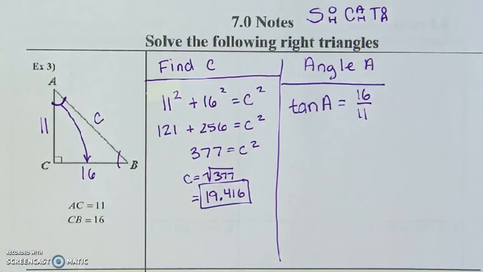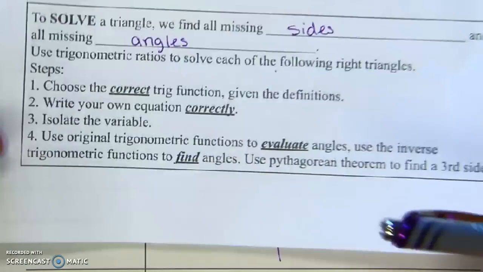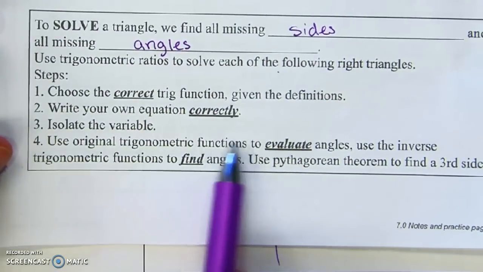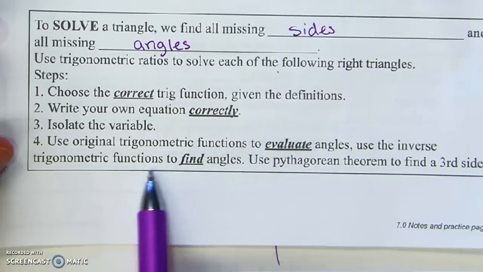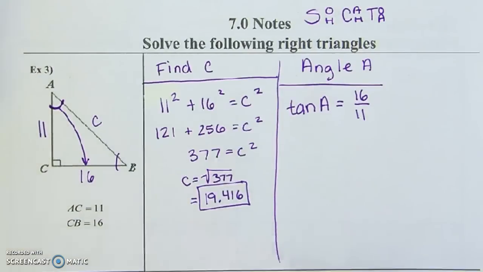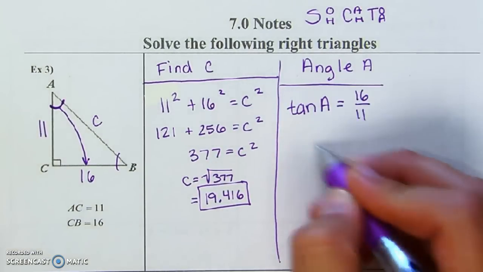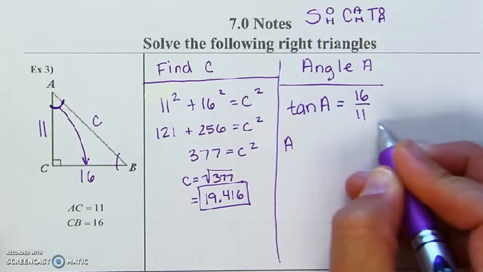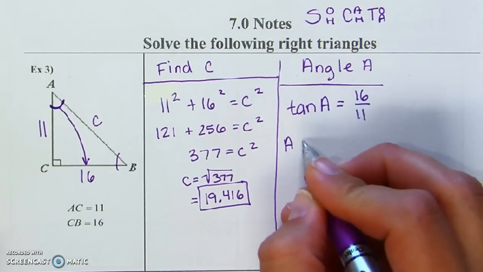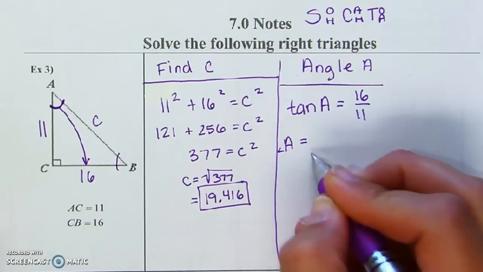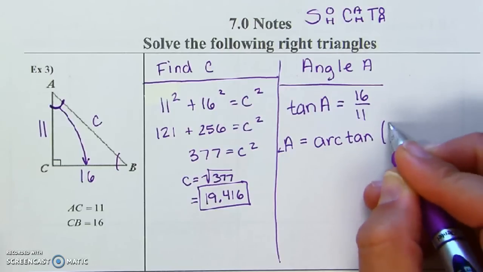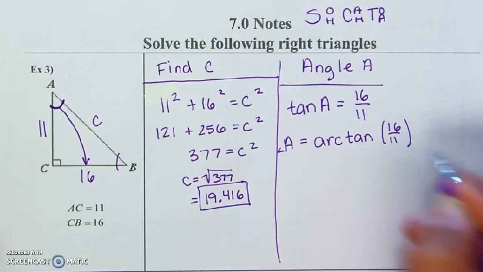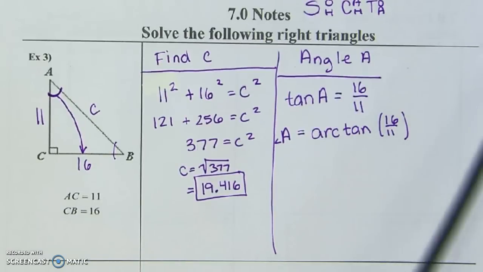So here we are, trying to find an angle. Now, what did our notes say? We use the original trig functions to evaluate an angle, but we don't know what the angle is, so we're going to use the inverse trig functions to find angles. Okay, so we need to move this tan to the other side. You can't divide by tan because it's not multiplication. So angle A will equal the arc tan or inverse tan. Arc tan and inverse tan are the same thing. Okay, arc tan, or inverse tan, of 16 over 11.